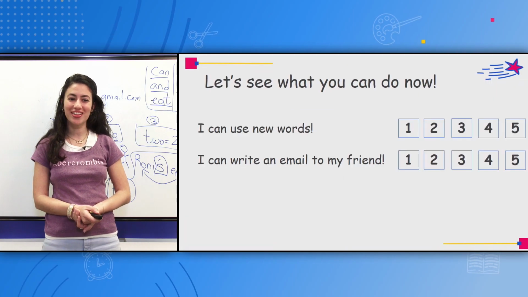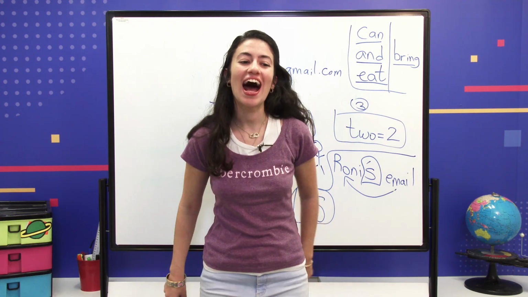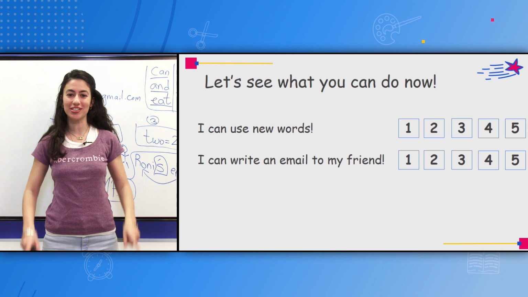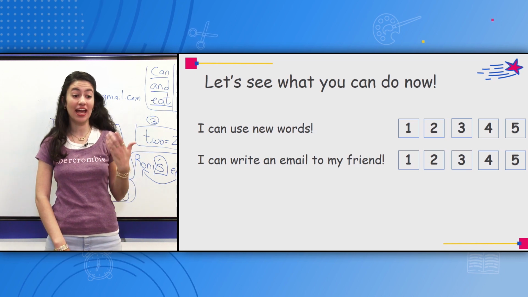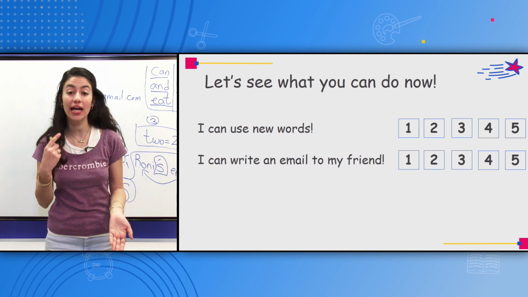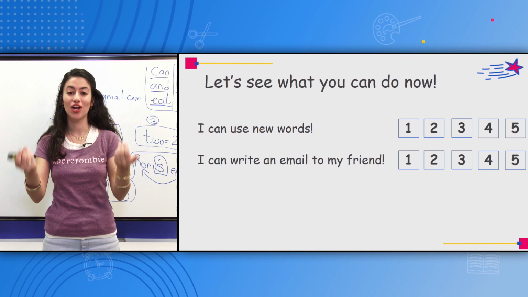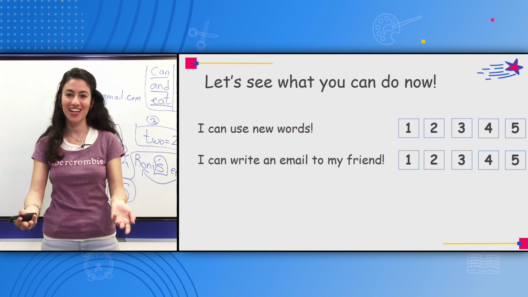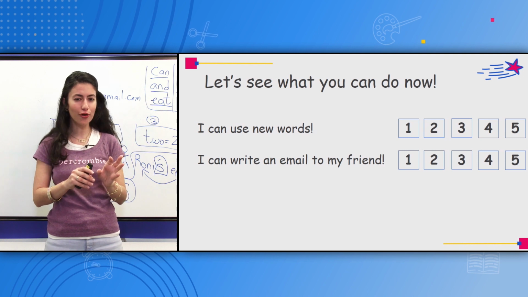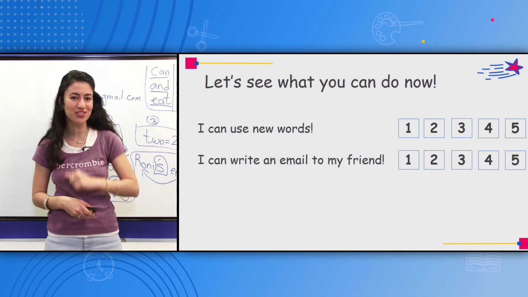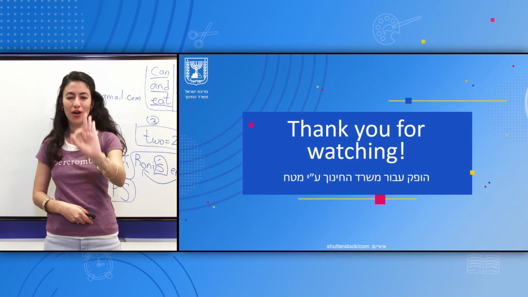So I hope you enjoyed this activity. Let's see what you can do now. Say it with me. I can use new words. I can use new words. Good job. I can write an email. I can write an email to my friend. To my friend. Good job. Which number did you pick? What can you do? I'm very, very proud of you, and I think you did very well.